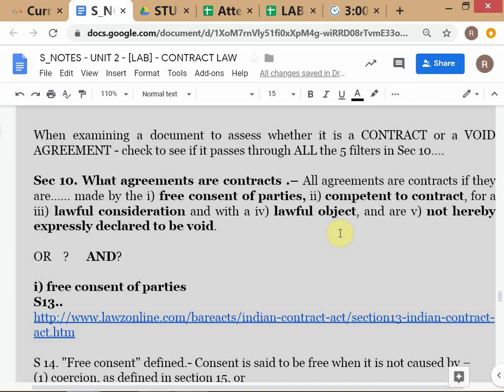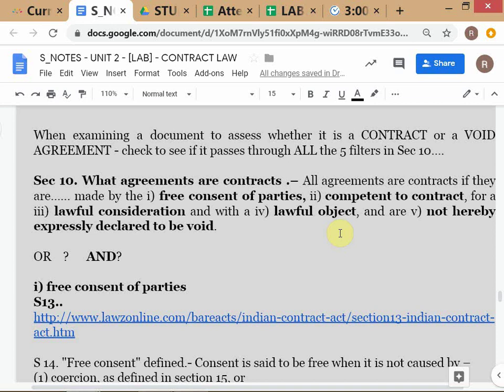So section 10 actually contains 5 filters, and they are read in the sense of A and B and C and D and E, not A or B or C. It is and, not or.